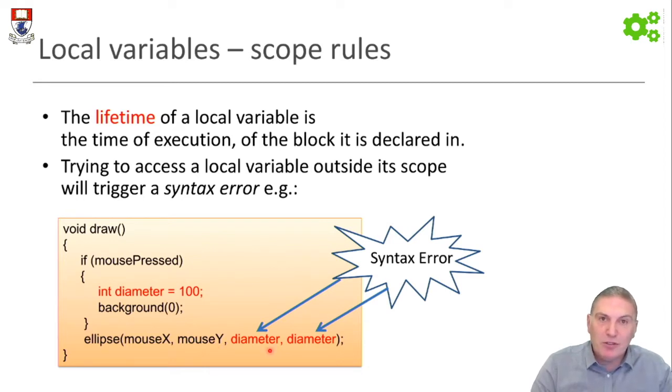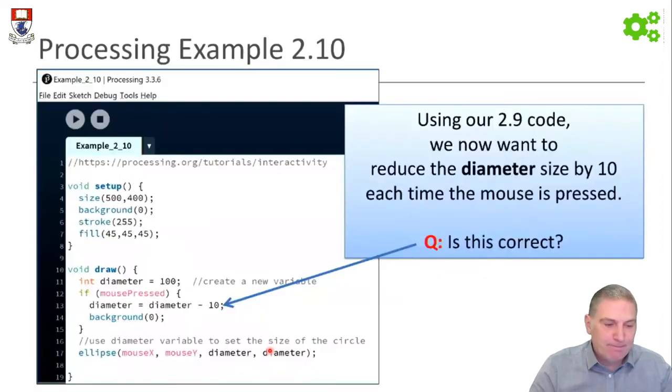Okay, in other words, you've done something that you should not have done. You're using a variable that's not available to you. Okay, in other words, your variable is now out of scope. Okay, it doesn't exist anymore. So that's what we mean by scope.